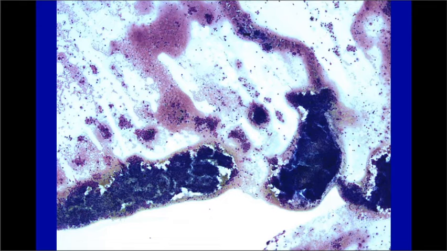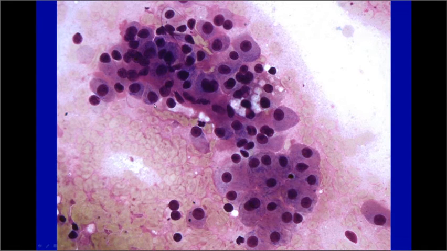This is the low power view, and you'll see that the smear is very cellular with very large, somewhat cohesive tissue fragments. And here we have smaller fragments and some single cells, and here even maybe some stripped nuclei. Notice that there are no bile ducts in the background. The cells appear somewhat monotonous in appearance. That means they're all about the same size and shape, and they have a slightly increased N to C ratio. Here we see a higher power image where the cells have prominent nucleoli. You can see the high N to C ratio.